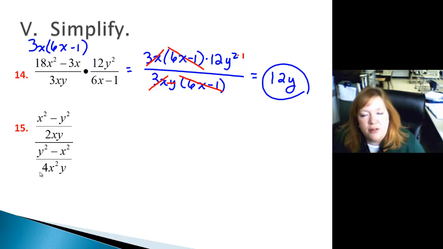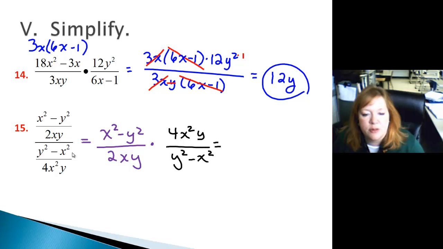Fraction within a fraction. These are called complex fractions. If you have one fraction over one fraction, you can flip the bottom one and multiply, because it's like this guy divided by this guy. So I'm going to invert and multiply. So instead of having y squared minus x squared on top, that's going to be on the bottom. So flip them around. Then I cannot do anything until I factor.